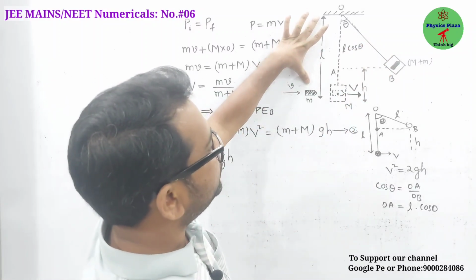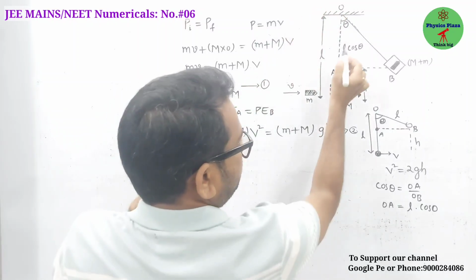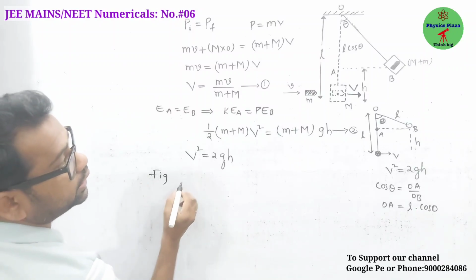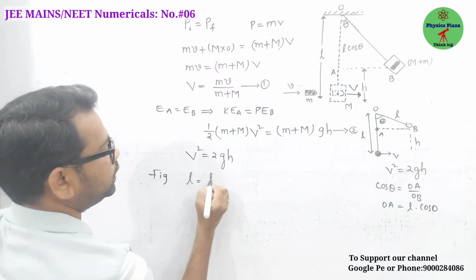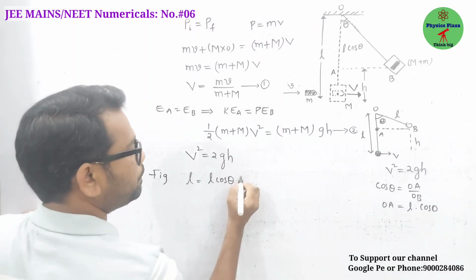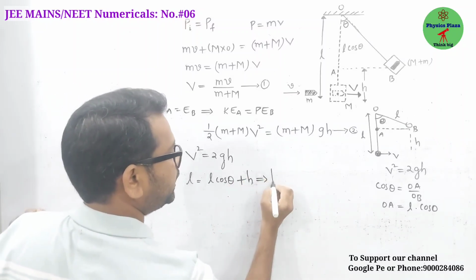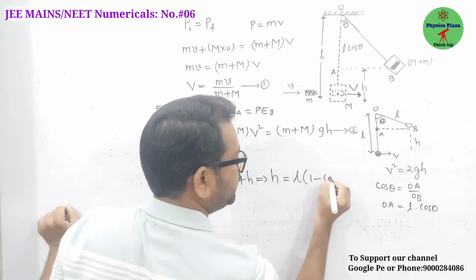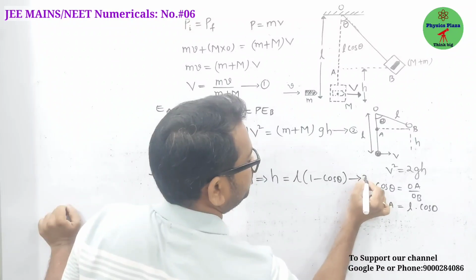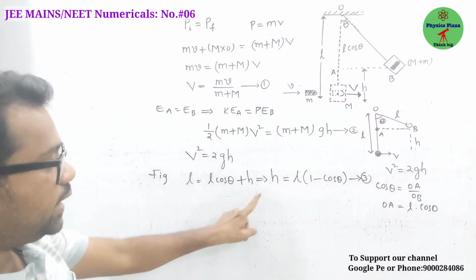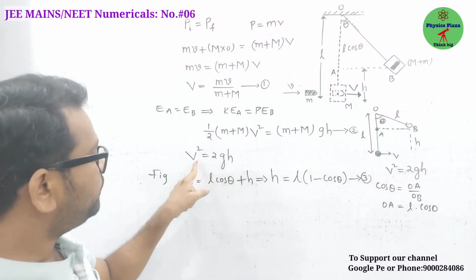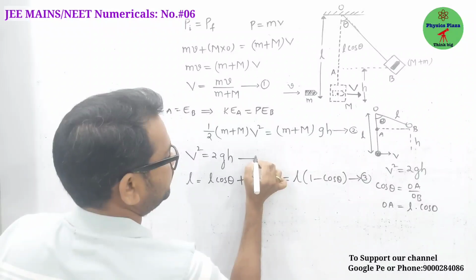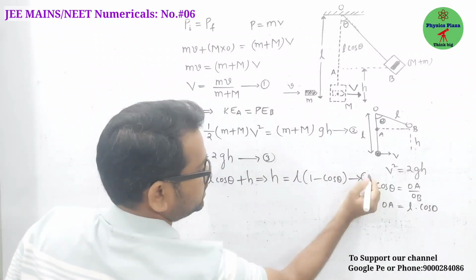This total length can be written as OA plus, let us say this height is h, right? So from the figure, we can write that L is equal to L cos theta plus h. So h is equal to L minus L cos theta; taking L as common, h is equal to L into 1 minus cos theta. Let it be equation 3. Now you can substitute this h value here, and the v value from the first equation here. So this you can make as equation 4.